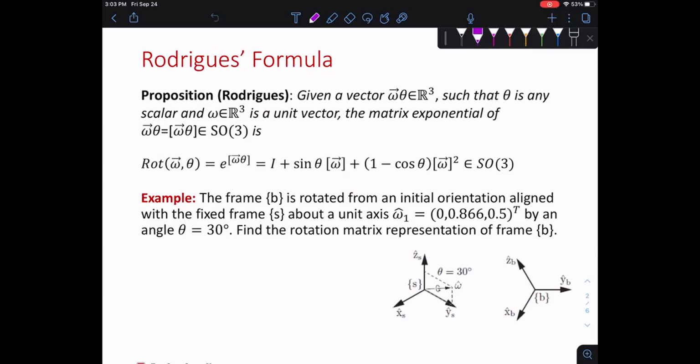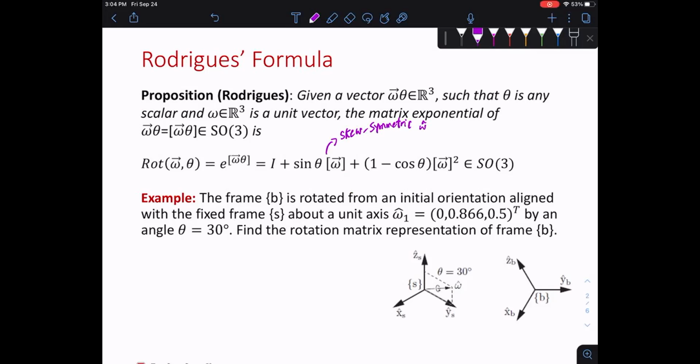So if I is the identity matrix, it's 3x3, right? Because the other side is 3x3. Plus sine of theta, these are in degrees, and then that is the skew symmetric matrix of omega. So you know how to create that. Plus 1 minus cosine of theta times the skew symmetric matrix to the power of 2. So if you calculate that, you will get the rotation matrix.